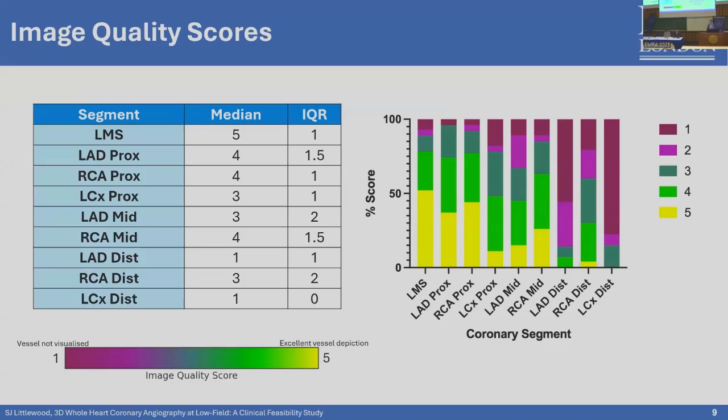So here are the image quality scores for the individual vessel segments displayed in the table and in the stacked box plot on the right-hand side. And as you can see, when we look at the graph, there's pretty good image quality for the proximal segments. However, when we're looking at the distal segments, on the whole, it's pretty disappointing.